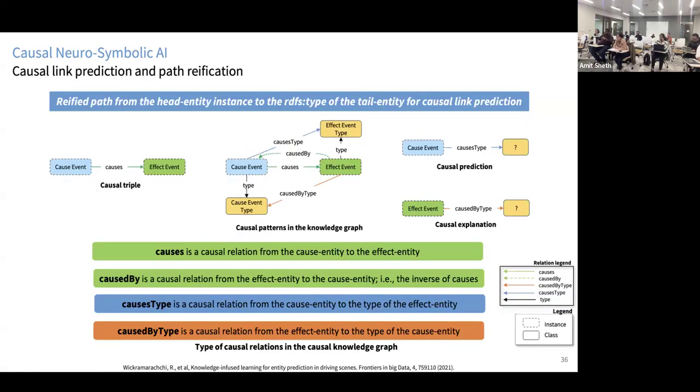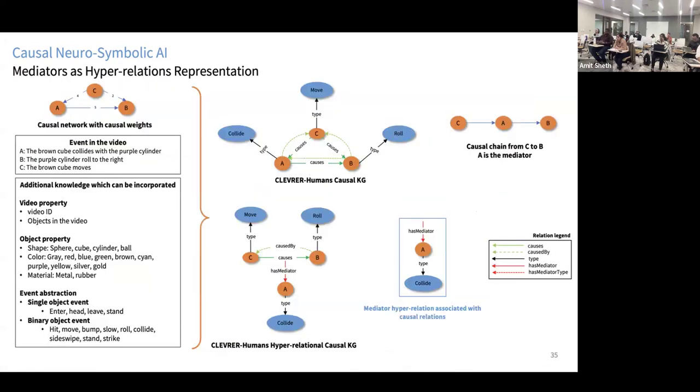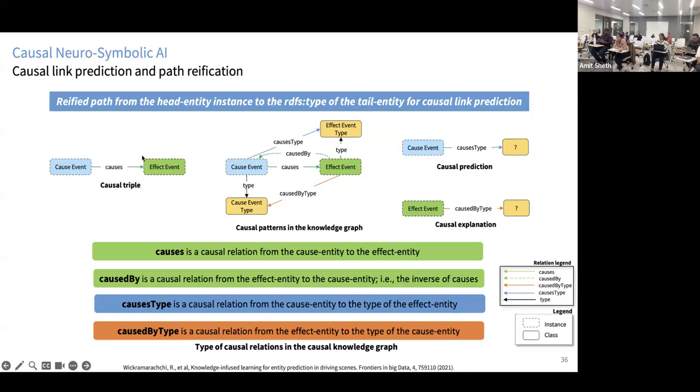So now we want to do link prediction. Tell me what causes B, or what B is caused by, and so on. So this is a simple causal triple: a cause event causing an effect event here. And we don't want to do predictions at the level of an instance, because in a knowledge graph there could be multiple instances of something. We want to say what was the type.